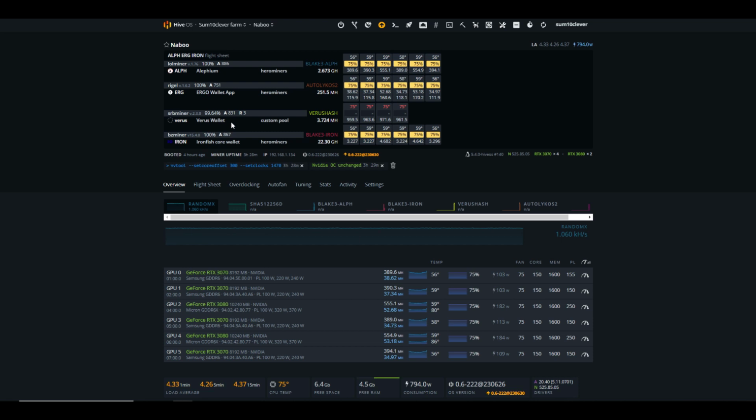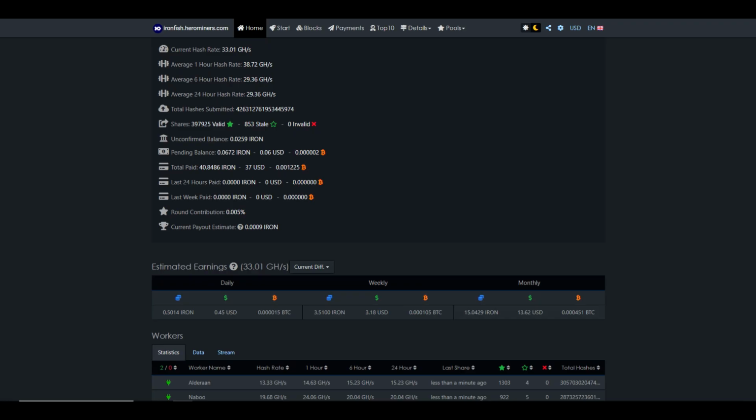So let me go ahead and show you what we're doing on the pool here. So first up, we've got Ironfish. You can see the current hash rate is 33 gigahash. We've been averaging about 38.72 gigahash for the last hour. And it looks like we're garnering roughly about 43 cents a day in profit.